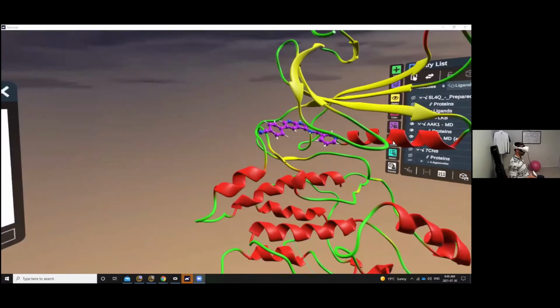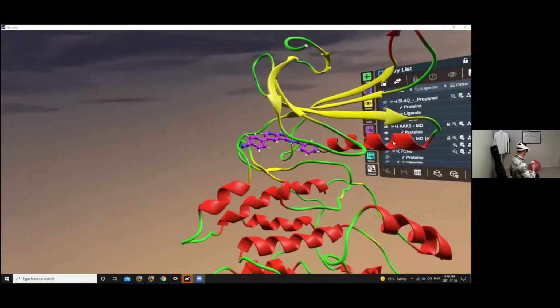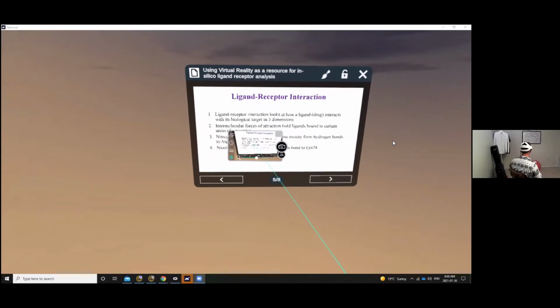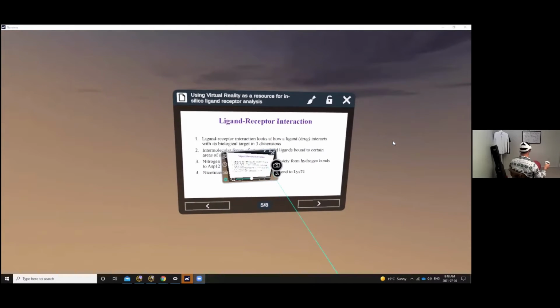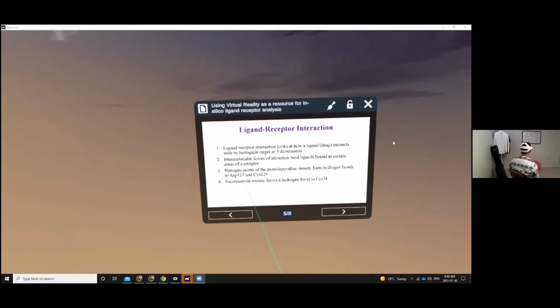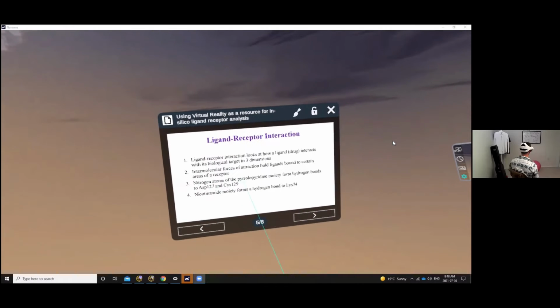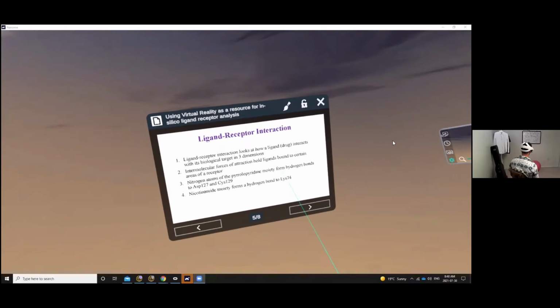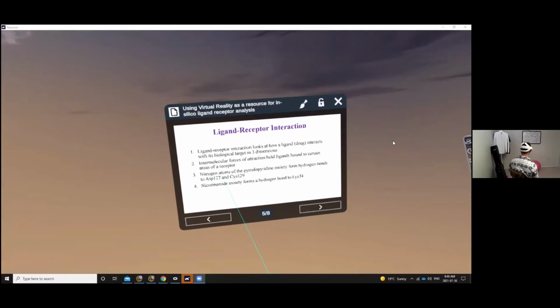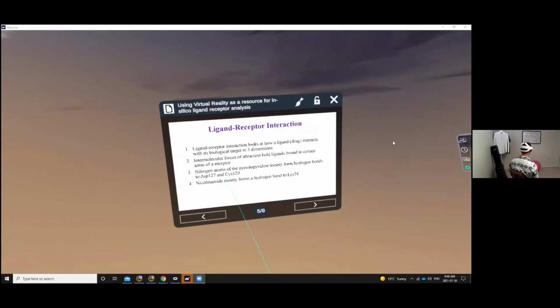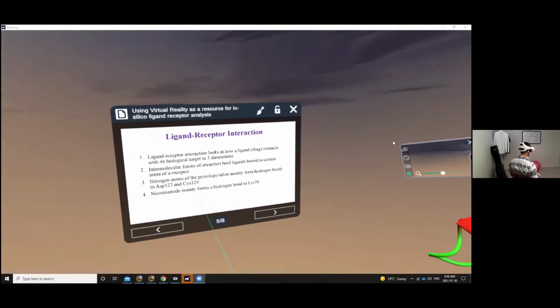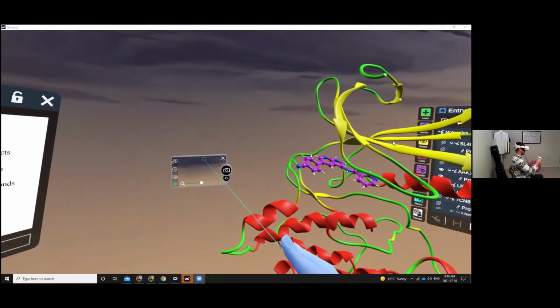Okay, and then if we go quickly back to the PowerPoint slide. The nitrogen atoms of the pyropyridine moiety form hydrogen bonds to Asp127, aspartic acid 127, and cysteine 129. So let's actually look at that in VR, how that looks.